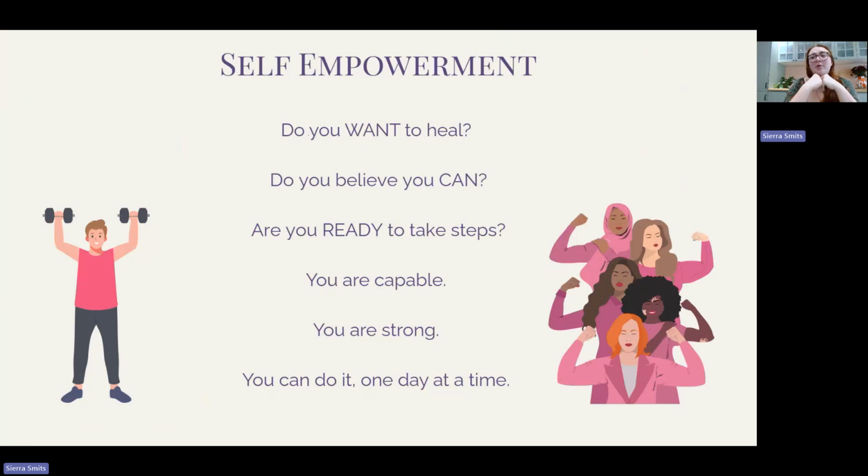And again, I'm not talking about putting yourself into full remission and never having a chronic illness again. Some chronic illnesses are indeed chronic. But do you want to have a better quality of life? Do you believe you can? Your belief matters. Are you ready to take the steps? I'm here to tell you, you are capable, you are strong, you can do it one day at a time.